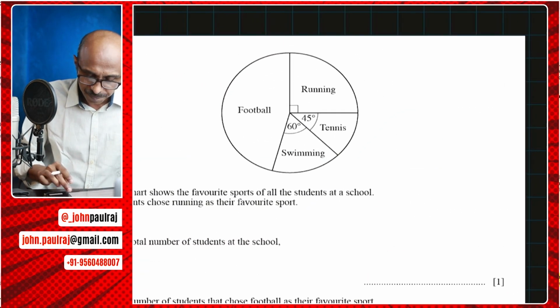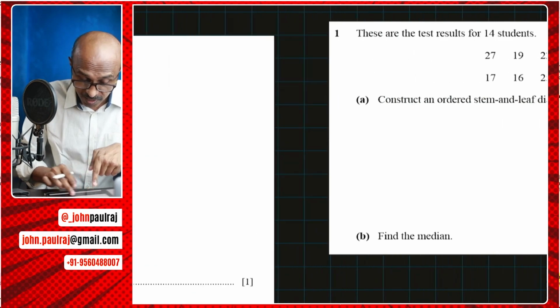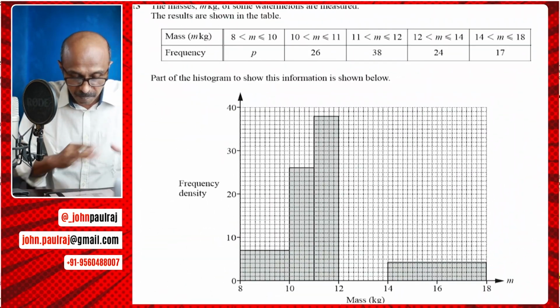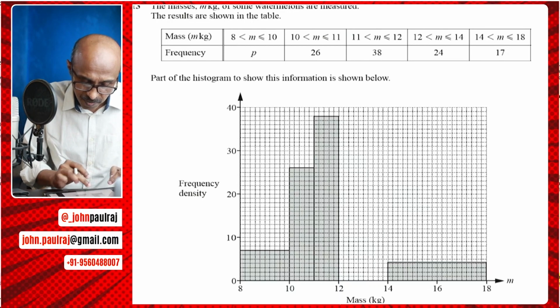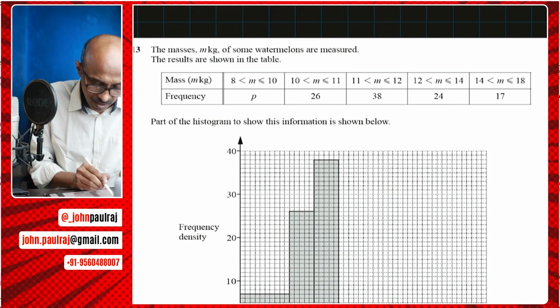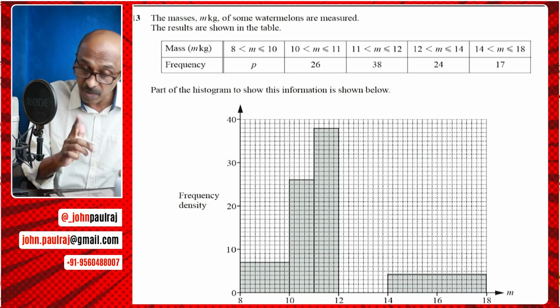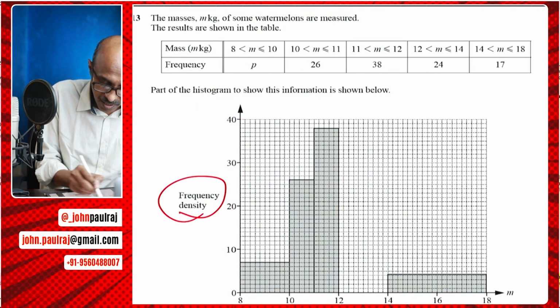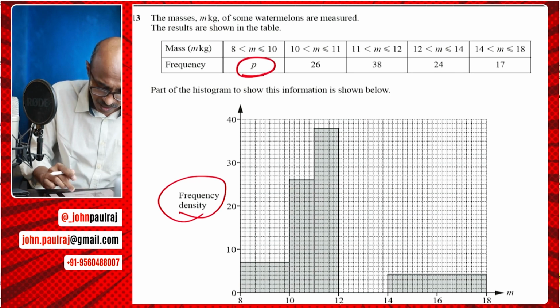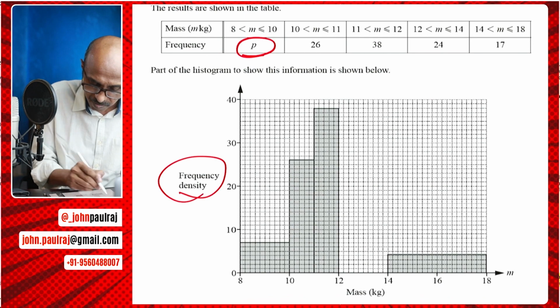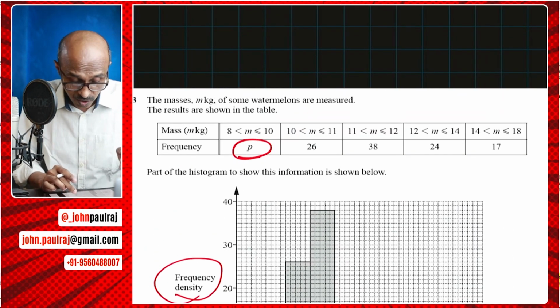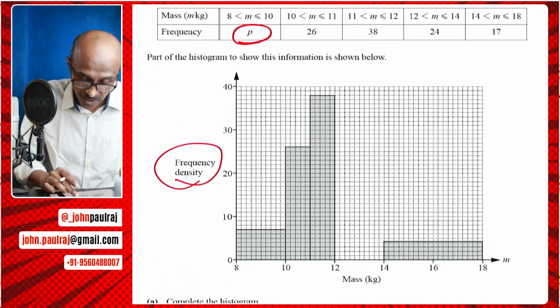Whether it is stem and leaf, a pie chart, or a histogram. This one is to complete the histogram. An incomplete histogram is given, and keep in mind that it's frequency density on the y-axis. Although the table is a frequency distribution, there is an unknown value there. You have to complete the histogram based on the information given, and then find the value of P. This is also a very interesting question that has appeared many times.